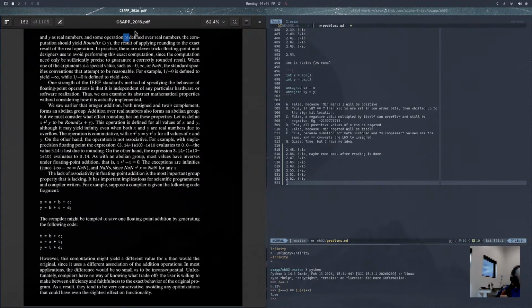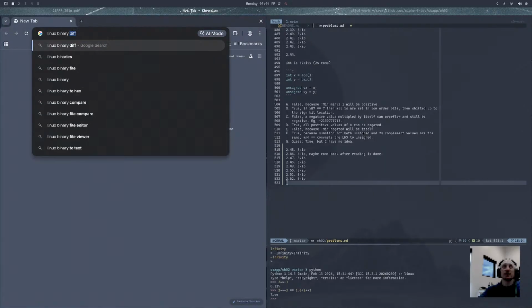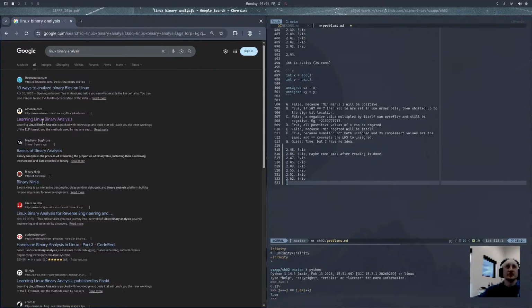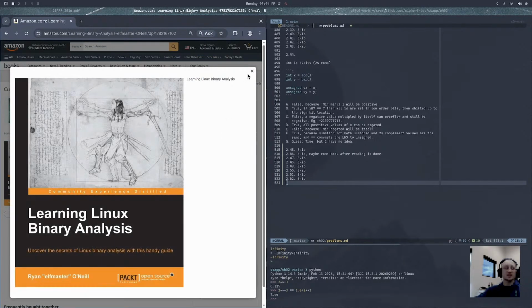Well, a good book for that is one that I have here, which is, was it Linux Binary Analysis? This guy here. It's a small one too, so I might be doing this one sooner rather than later, because I want to learn more about ELF.